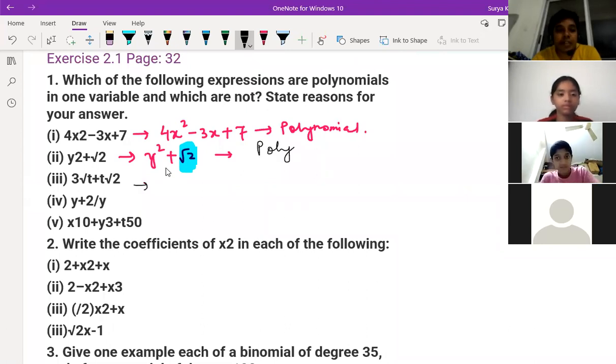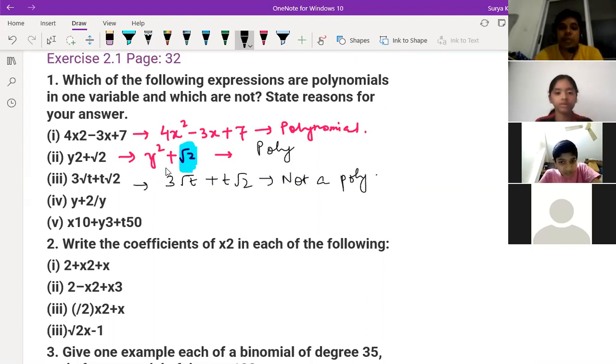Third one, Sriyanvi, you tell me: 3 root t plus t root 2. So is it not a polynomial? Why is this not a polynomial? Because 3 root t has a root on the variable. Okay, fine. So the power is 1 by 2, right? t to the power 1 by 2, that is the variable. That's why it's not.